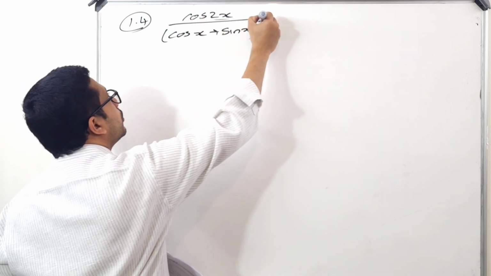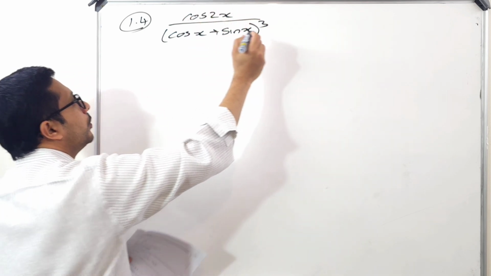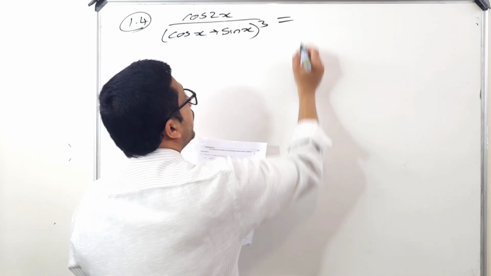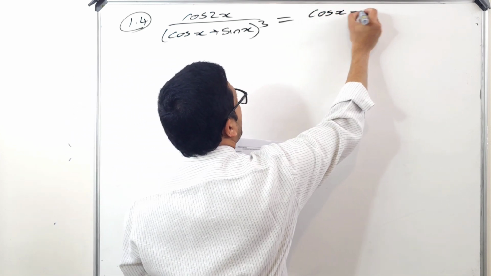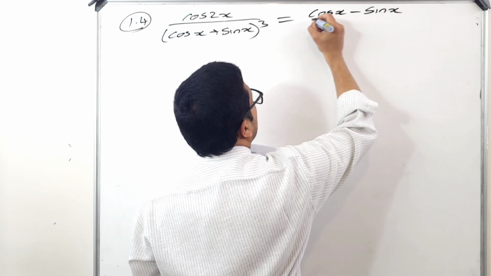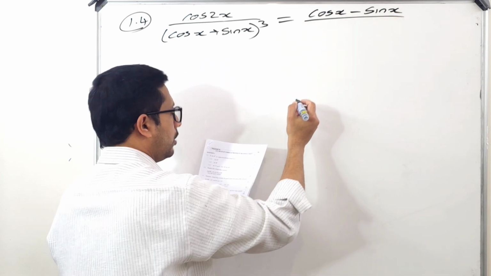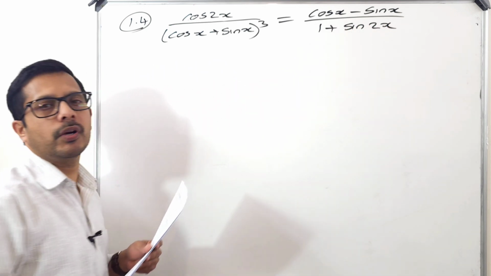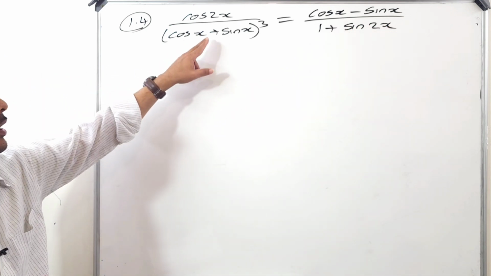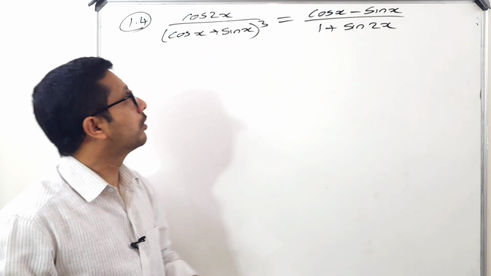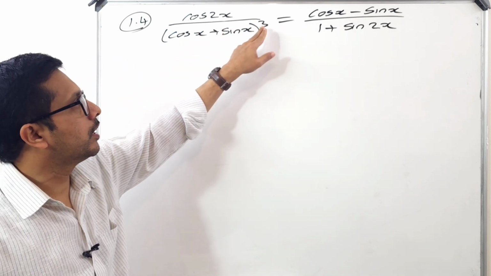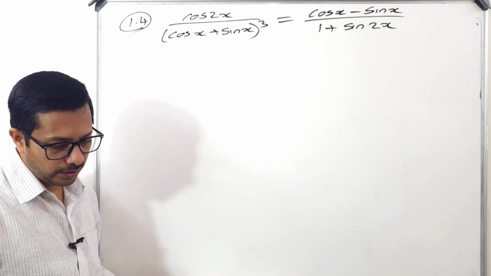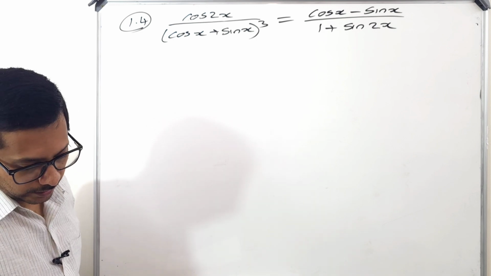Okay, so cos 2x over cos x plus sin x the whole cube is equal to cos x minus sin x, the whole divided by 1 plus sine 2x. So this is what we want to prove. We have to prove that the left hand side is equal to the right hand side. That is the question.